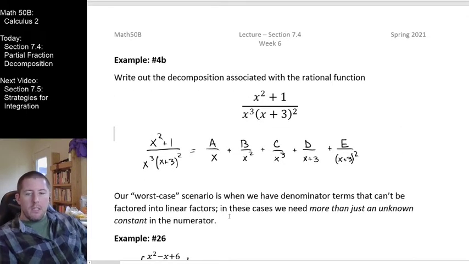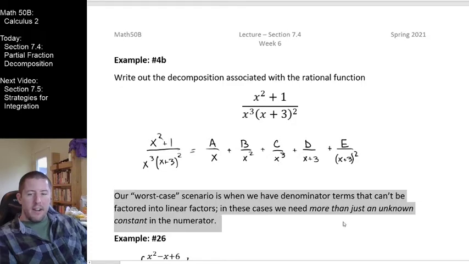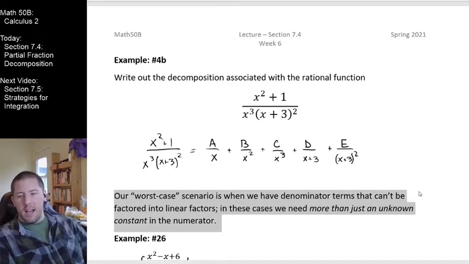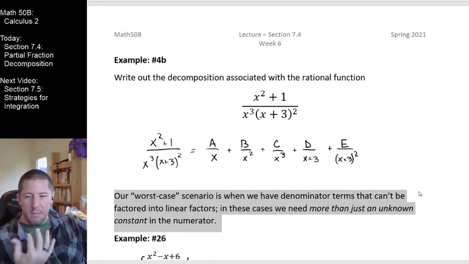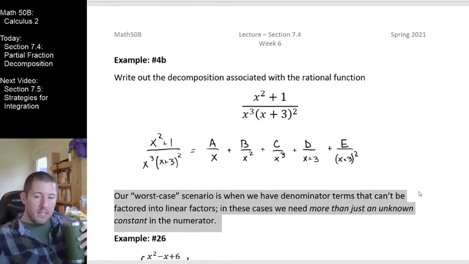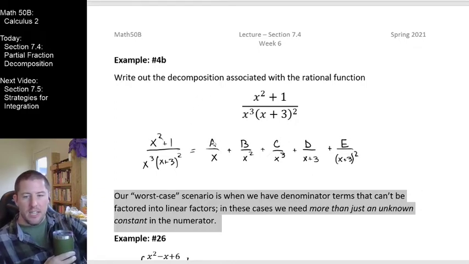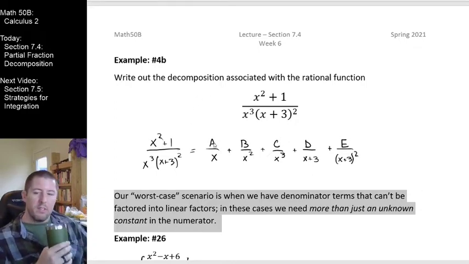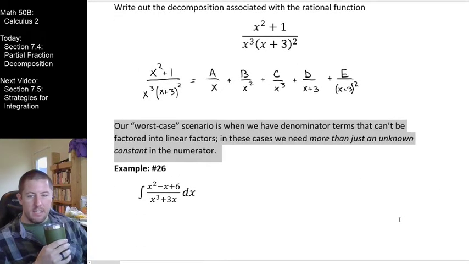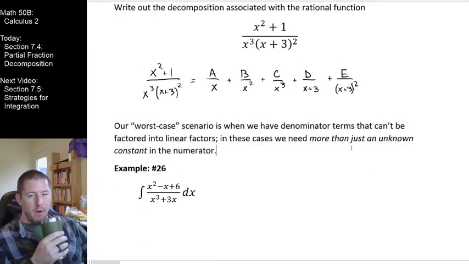All right. So our worst case scenario here is when we have denominator terms that we just can't factor into linear factors, right? Our best case rational function is one with a linear in the denominator, but we can't guarantee that every quadratic is going to be factorable. So sometimes you're just stuck with that stuff down there. In those cases, we need more than just an unknown constant in the numerator. We're not going to get just a capital A in those cases. So let's take a look at our next example, where we're not quite going to be able to break it down as far.